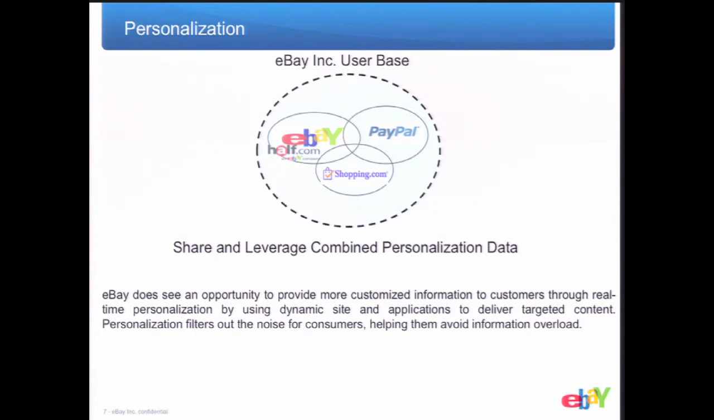eBay sees an opportunity to customize this information, which we are collecting in real time. You go to an eBay site, you are viewing an item, and immediately you will see appearing on the same page all those items viewed. It's a very common feature on all the large e-commerce sites, the last items viewed by you. That is a component served by the personalization module.